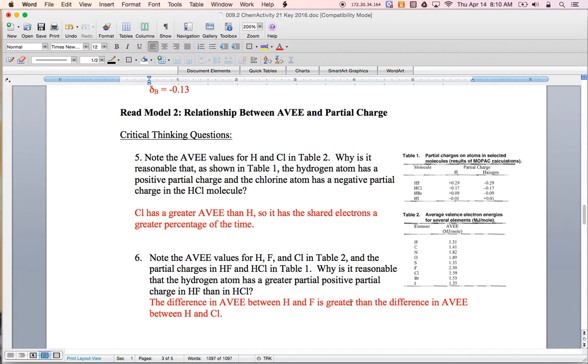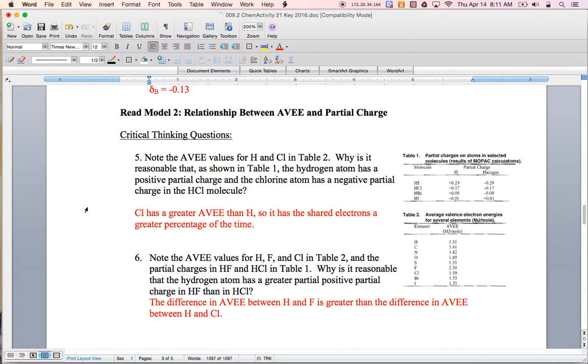For the next series of questions, we have to look at some average valence electron energies and some partial charges and try to explain some trends here. You'll notice that as you go down Table 1, we're essentially going down the 7th column of your periodic table: fluorine, chlorine, bromine, and iodine. And as we do that, the average valence electron energy on hydrogen stays the same. Of the halogens, fluorine has the largest average valence electron energy. Iodine has the smallest average valence electron energy.